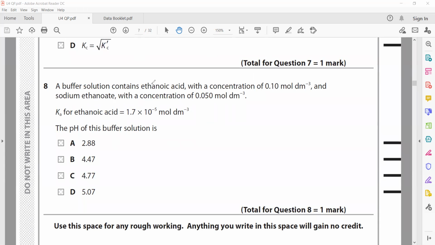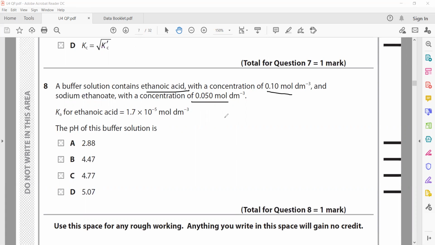A buffer solution is there which contains ethanoic acid with a concentration of 0.1 mole per dm cube. Sodium ethanoate is there with a concentration of 0.05. The dissociation constant of ethanoic acid is given. What is the pH of the buffer? So how do we work out the pH of the buffer?